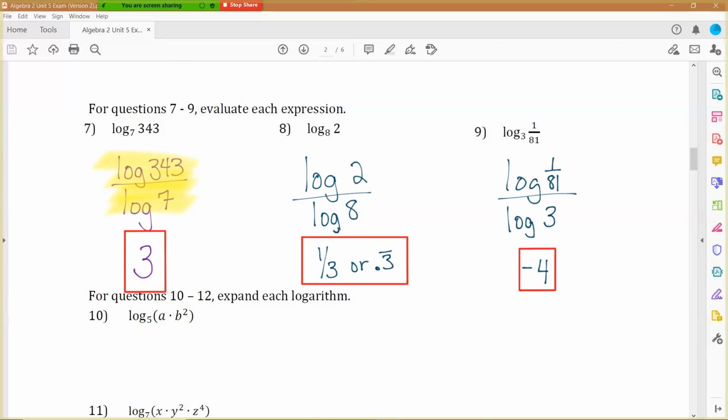So really just change of base formula for these, type them in your calculators to get your answers. Again, worth 2 points apiece. I can give you partial credit even if you have the wrong answer, if you have the correct change of base written down.